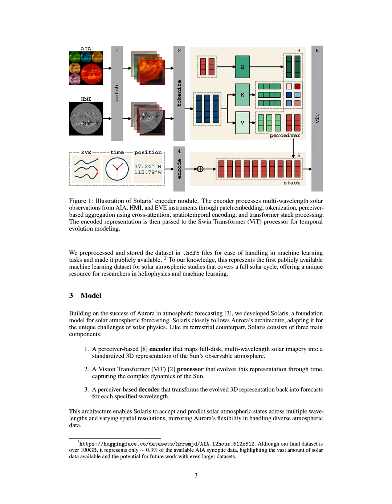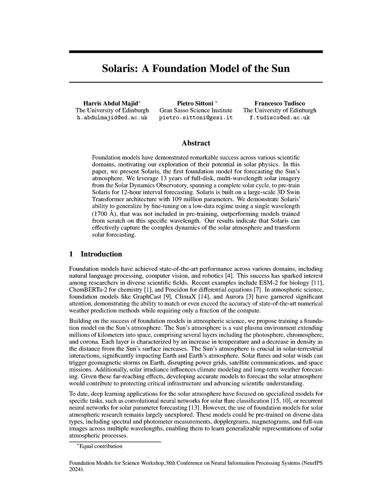Additionally, Solaris utilizes a sophisticated architecture that includes a perceiver-based encoder and a vision transformer processor, which effectively captures complex dynamics and multi-scale interactions in the Sun's atmosphere. Finally, the model's ability to leverage diverse data types and its pre-training on extensive datasets allow it to generalize better across varying solar activity levels, making it more robust in forecasting solar events compared to traditional methods that often rely on limited or task-specific data.